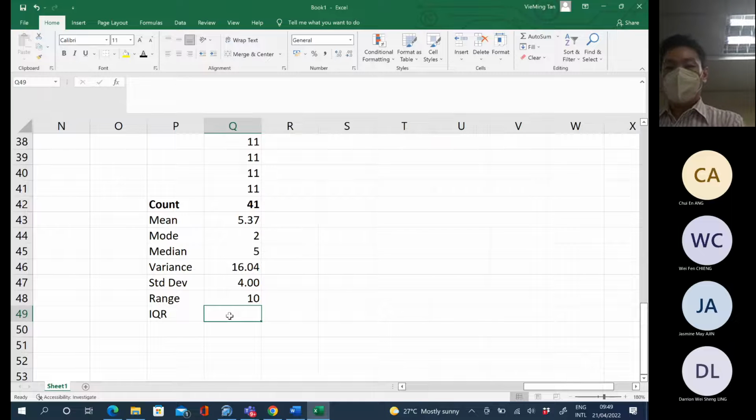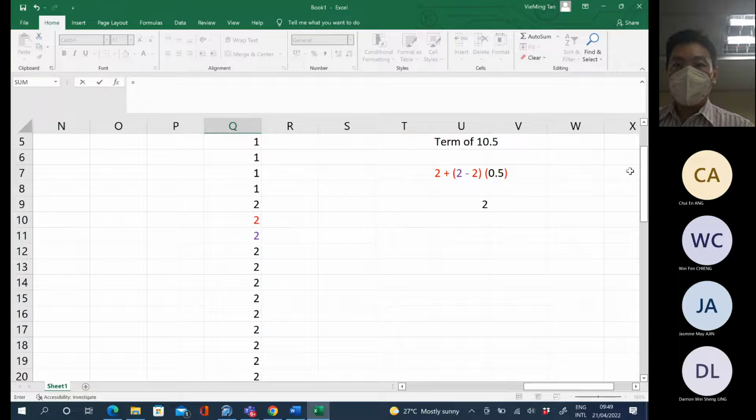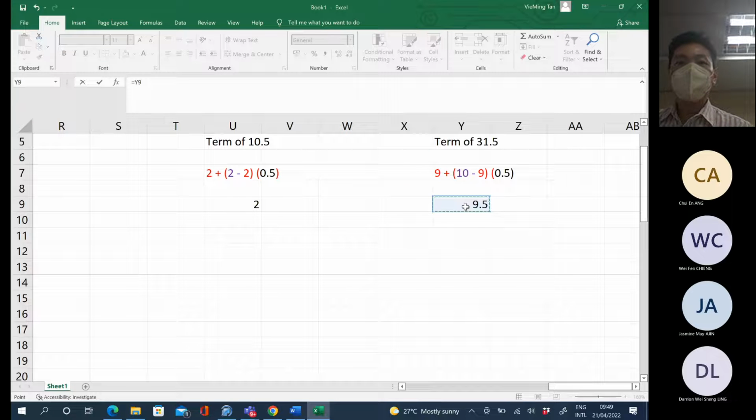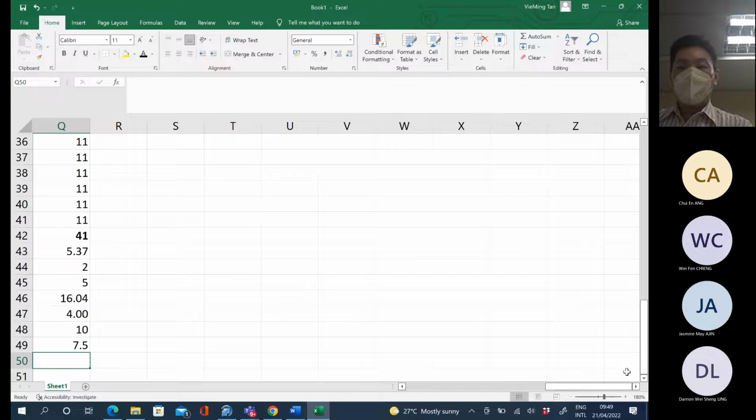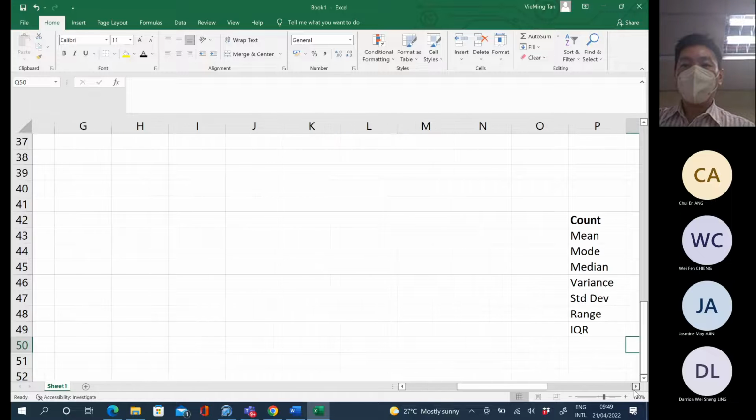So the formula is equal to Q3. Just now Q3, what is the value? Okay, I go out again. Q3 is this number. Minus the Q1. Q1 is 2. Okay. 9.5 minus 2, you'll get 7.5. So always using the upper number minus the lower number. Using the Q3 minus Q1.